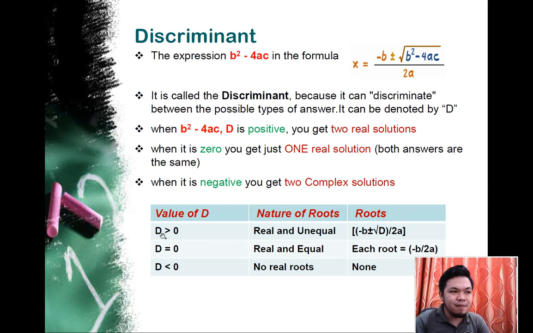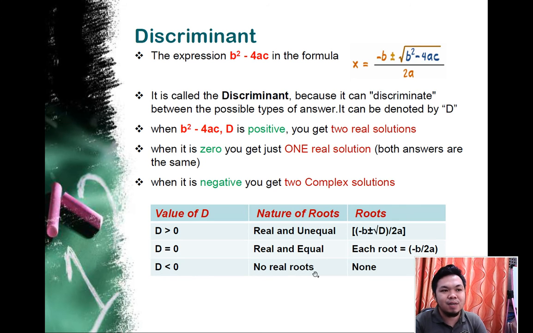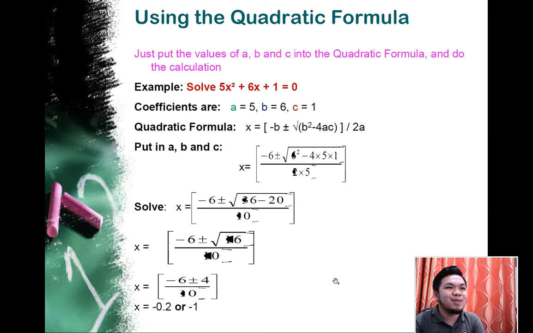Pag mas mataas ang value ng D sa 0, real and unequal yan. Kapag equal to 0, real and equal. Kapag D ay less than 0, no real roots. Ayan, using the quadratic formula, so just put the values A, B, and C in the quadratic formula and do the calculation.